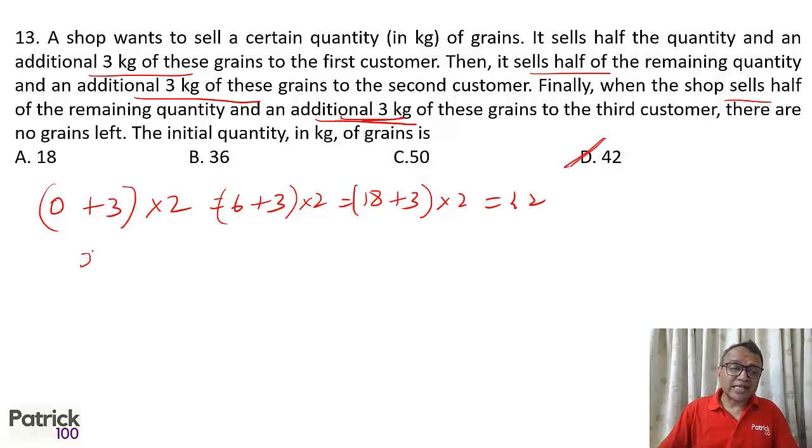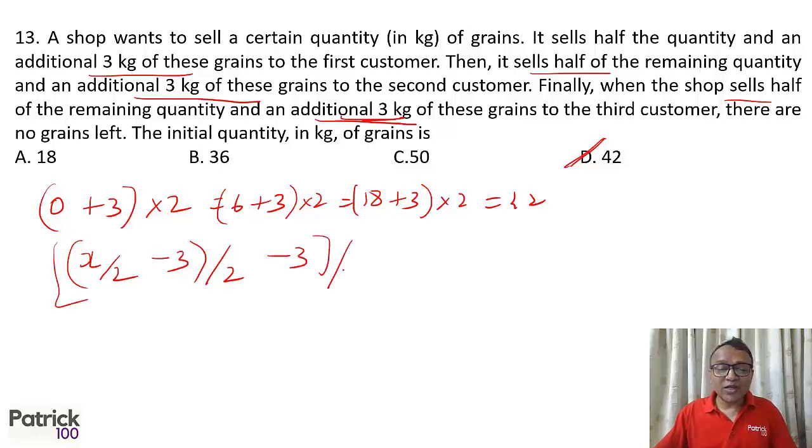You can go directly also. You can take the value as X, the initial value that you have. You sold half the quantity and then you gave 3 kgs. Now from this again you sold half the quantity and then you gave away 3 kgs. Again you sold half the quantity and you gave away 3 kgs. Finally you get 0.